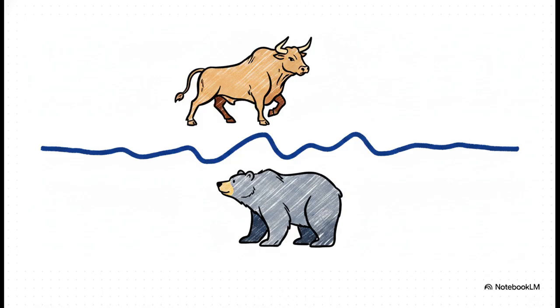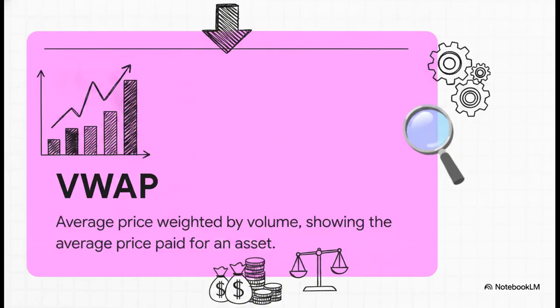And let's add another tool to the mix, the VWAP. Now, I know volume-weighted average price sounds deeply complicated, but it's actually super intuitive. It just tells us the average price paid for an asset, calculated by how many shares were actually traded at those prices, not just the price itself. Institutional traders heavily rely on this one.